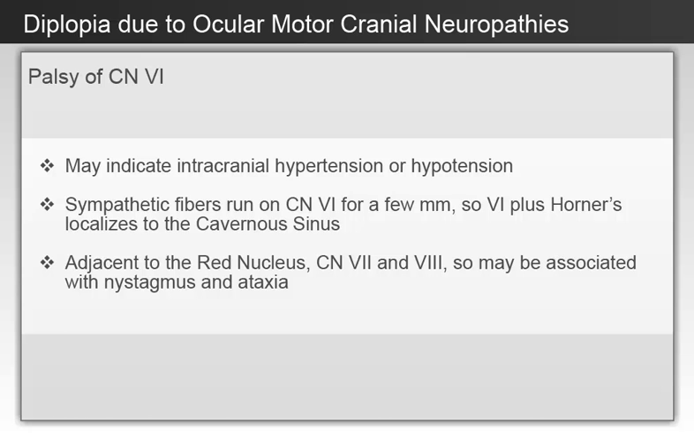It's also underappreciated, let's say, that there are sympathetic fibers that run on the sixth cranial nerve for a few millimeters, so that if you have a sixth nerve palsy and a Horner's on that side, the lesion's clearly within the cavernous sinus. And then the adjacent structures to the nucleus of the sixth nerve include the red nucleus and cranial nerves 7 and 8, so that if you see those associated features, such as nystagmus or ataxia, that would also be very helpful in localizing to that area of the brainstem.